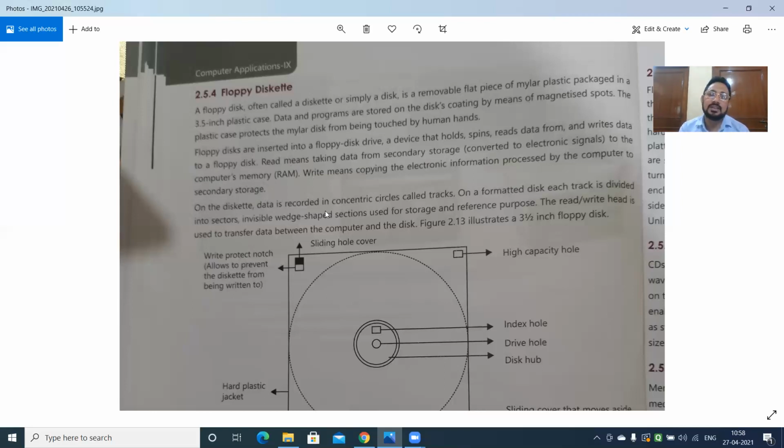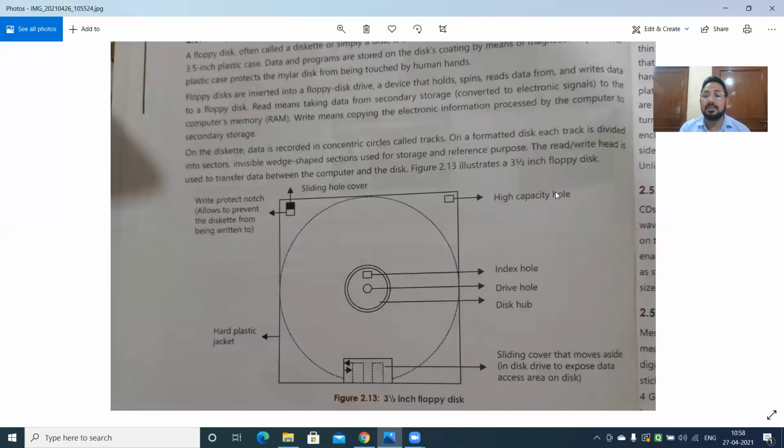On the diskette, data is recorded in concentric circles. They are known as tracks. There were a number of tracks, and the tracks were divided into sectors. On a formatted disk, each track is divided into sectors, invisible wedge-shaped sections used for storage and reference purposes. The read-write head is used to transfer data between the computer and the disk. Here they have given a floppy disk.